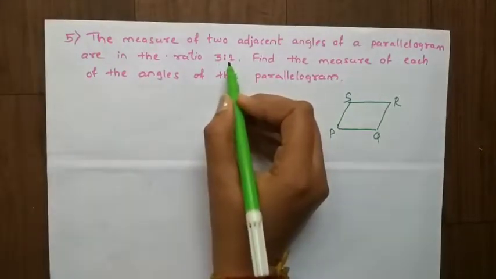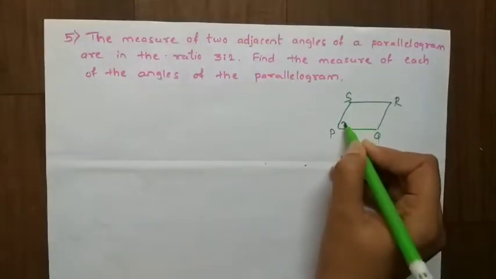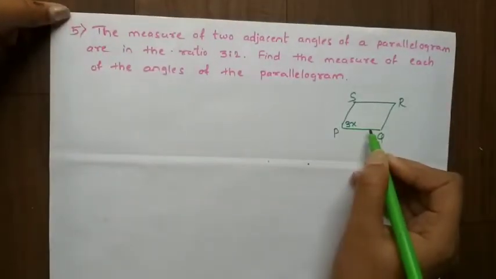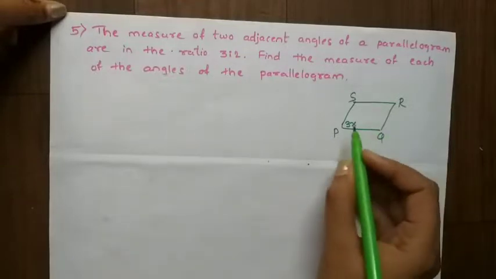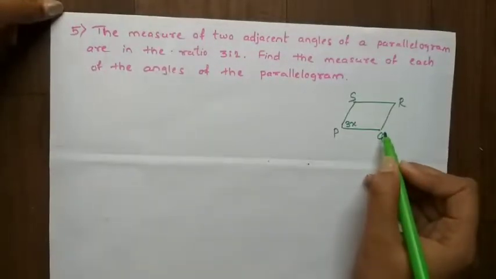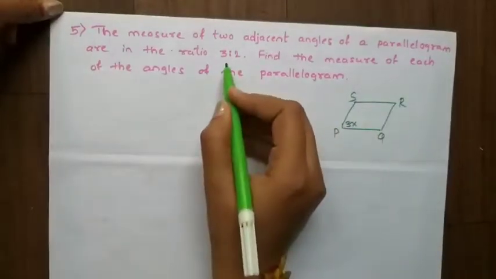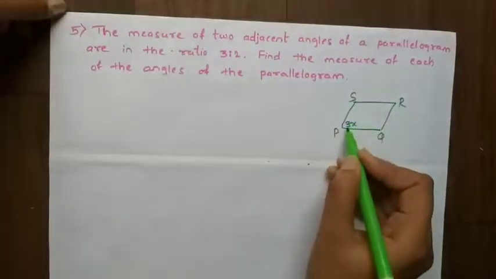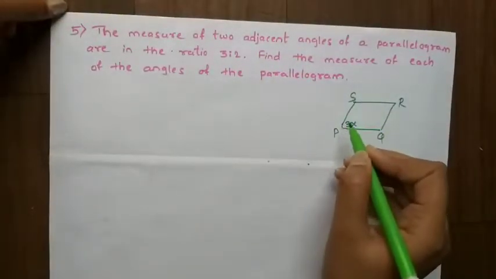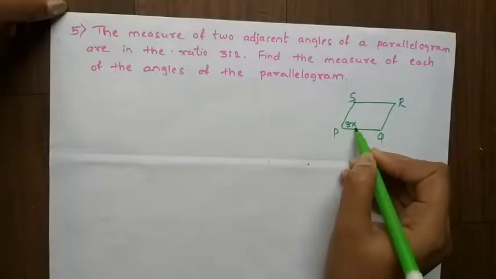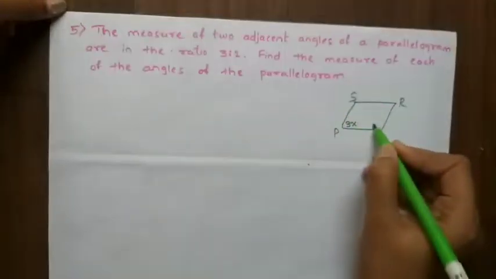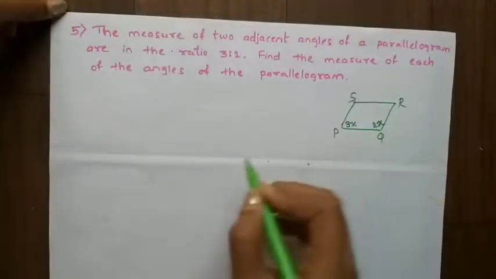When we split this ratio into the angles, here we get 3x. Here P and Q are the adjacent angles. You can take any two adjacent angles, so I am considering P and Q as the two adjacent angles. When we convert 3:2 into the angles, the variable becomes 3x. This means P is 3 times x. Here we have to calculate the x value. Similarly, the other adjacent angle is 2x.